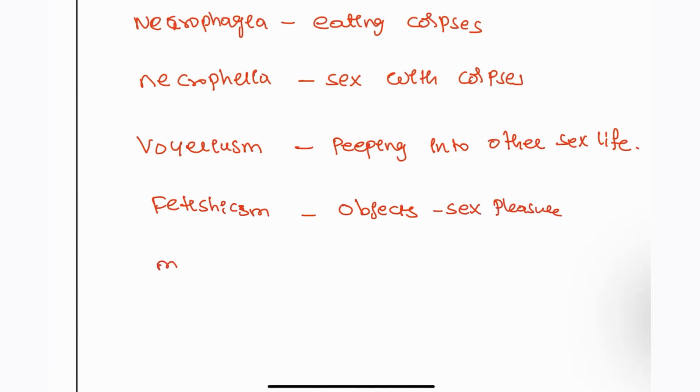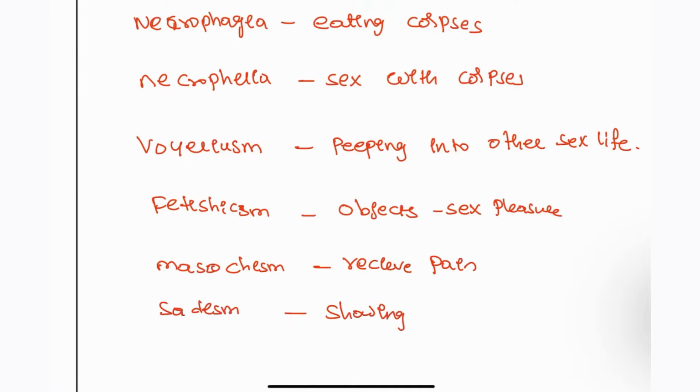Next, another one, masochism. Masochism is to receive the pain. Okay, this is receiving pain. Next, sadism, show the pain. Okay, this is showing the pain to the partner. This is known as sadism, right?